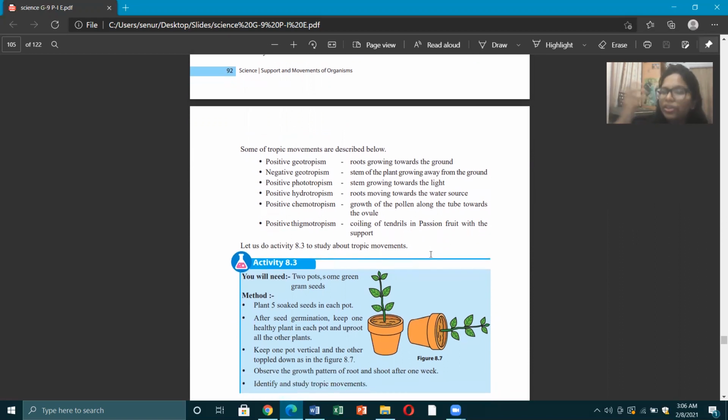Hydrotropism, children, hydro means water, so the same thing. If the roots move towards the water source, it is positive hydrotropism. Chemotropism is related to chemicals. So if it grows towards chemical substances, it is positive chemotropism. A very good example, children, is the growth of the pollen along the tube towards the ovule.